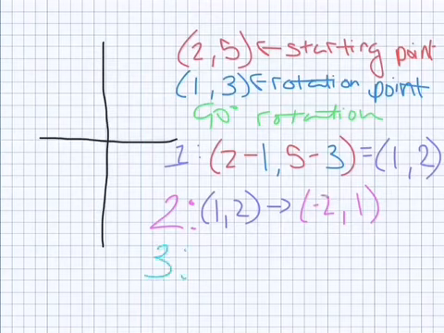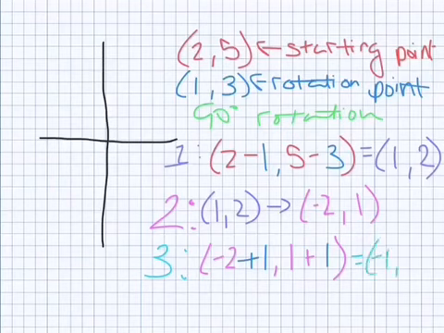Then, in step 3, you have to add the rotation point back to the point after you do the rotation, which in this case, negative 2 plus 1, 1 plus 1, which will result in negative 1, 2. This is our final point. So red would be our starting point and the blue is our final point.